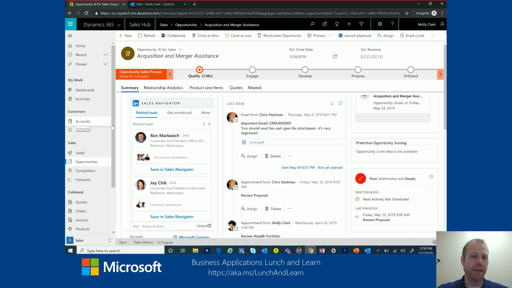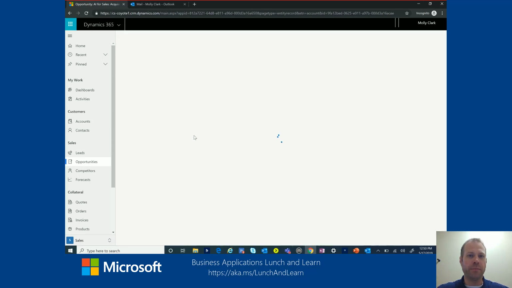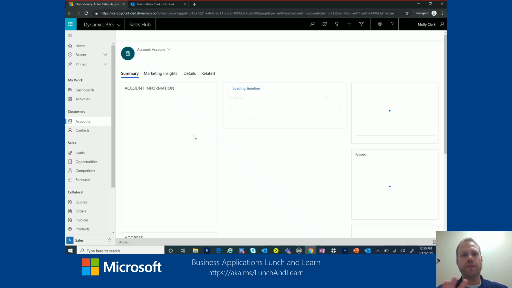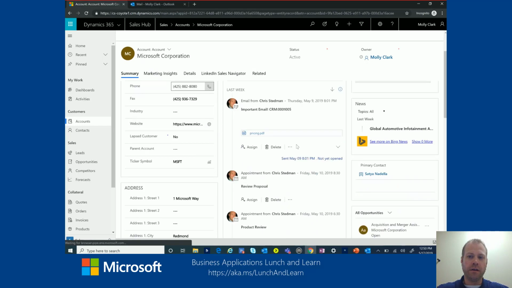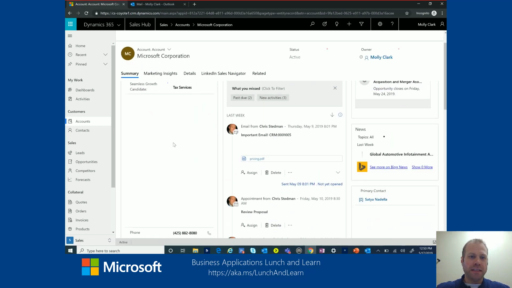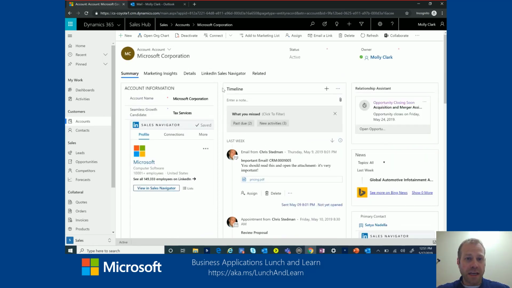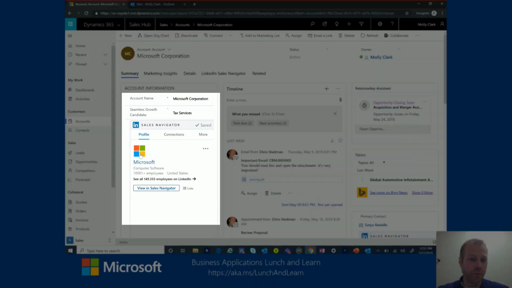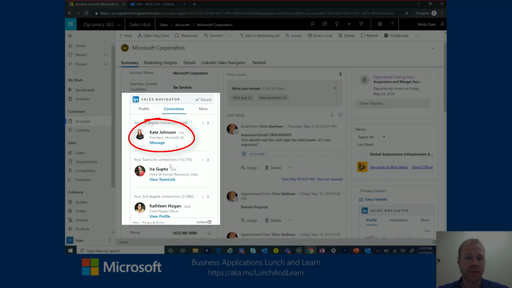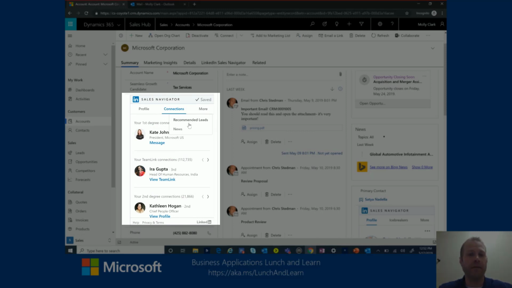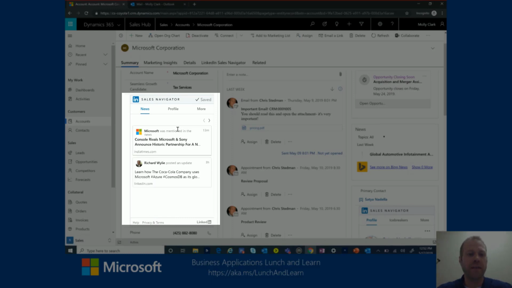Now, if I switch gears and I look at the account page for Satya's company, I see a slightly different flavor of what the LinkedIn Sales Navigator tool can provide me. So I'm getting all my timeline records and all the great information that I have in here. But as it pulls up the LinkedIn Sales Navigator information, as I navigate to the Microsoft account page, I can see information about the company themselves. I can see who I am connected to in first TeamLink and second degree connections, the recommended leads at that customer that have the profile or the job titles that I want to follow. And I can also see really great news that they've published.